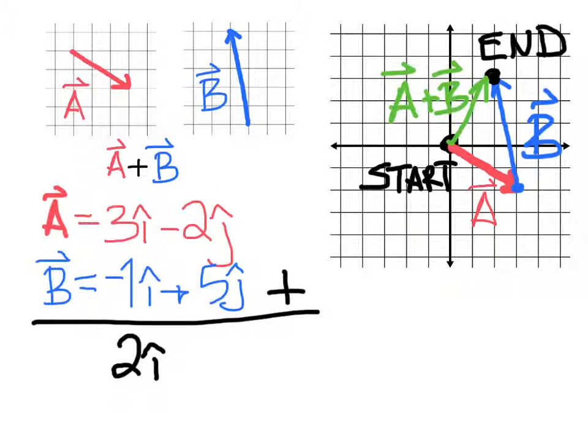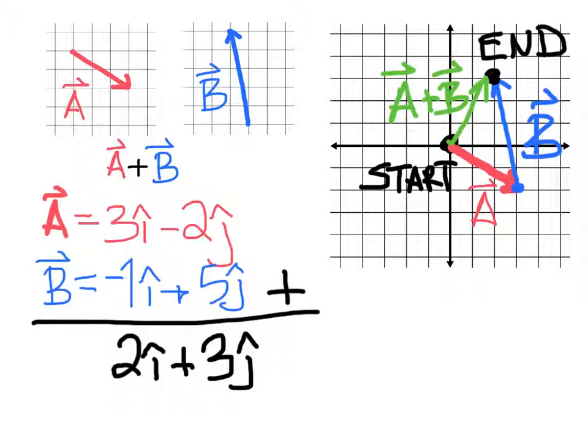Then we can look at the y components, or the j hat components. We have negative 2 on the top. Don't forget the negative sign. Positive 5 on the bottom. So negative 2 plus 5 is positive 3 j hat.